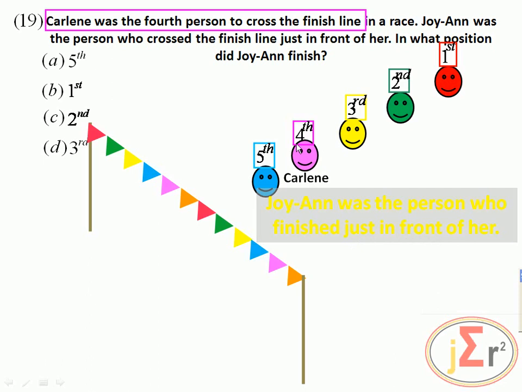Carlene is fourth, so Joanne will be third. How do we know? Because if we go back to the order in which they crossed the finish line, this one is 1, this one is 2, this one is 3, and this one is 4. Carlene crossed fourth. Joanne was just before, so she is at third. She therefore finished in third position. The correct answer is therefore option D.